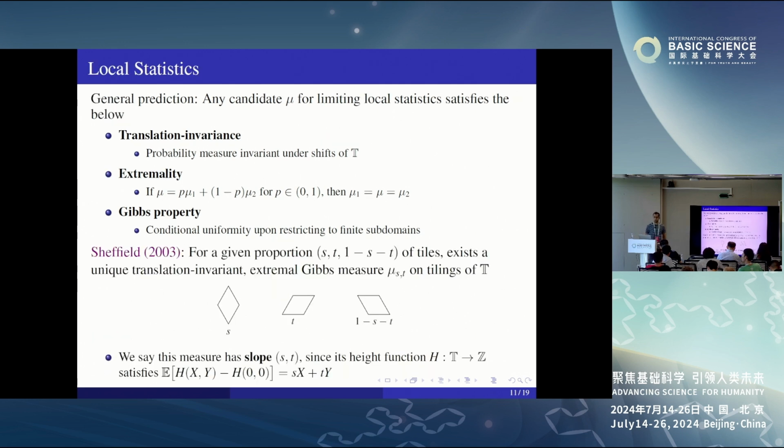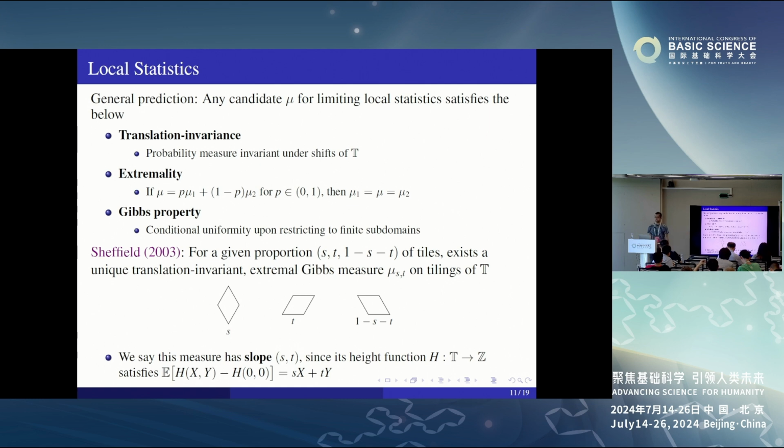Okay, so the first bit here is just a repetition of the previous slide. I've said that any candidate should satisfy these properties, conjecturally or as a prediction. Running with this prediction, if you grant it to be maybe true, you can ask, what do measures satisfying these three properties look like?